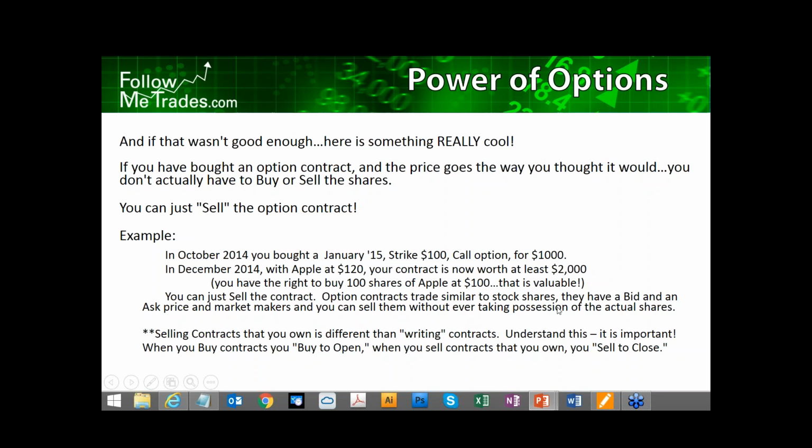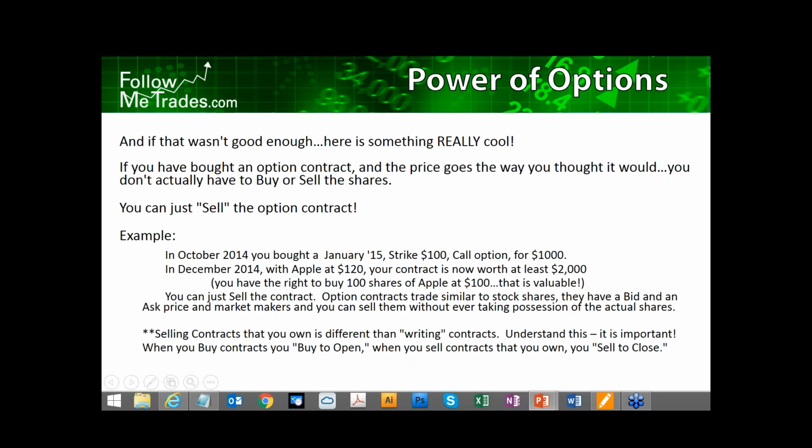And I've got a note here. Selling contracts that you own is different than writing contracts. Understand it, it's important. When you buy a contract, the term is buy to open. That's what you tell your broker: I want to buy to open one Apple January strike price 100. When you sell the contracts that you own, you sell to close. That's the order you give: I want to sell to close the position that I have. So that's pretty cool.